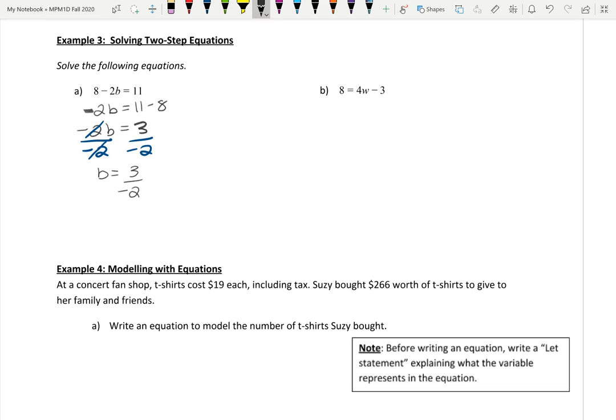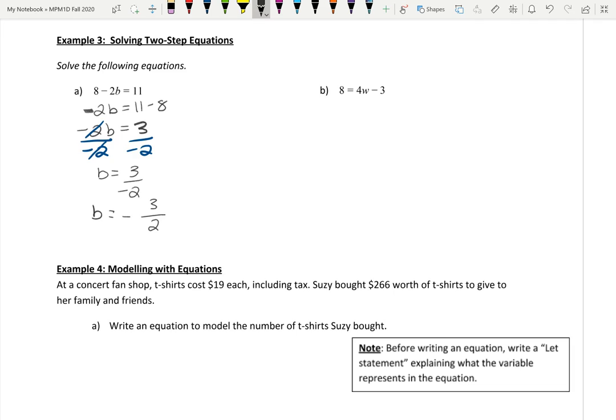Okay, one thing to note is that we cannot leave a negative sign in the denominator. So I'm going to rewrite it. You can either rewrite it by bringing the negative sign to the numerator, or by writing the negative sign right in front of your fraction. And we're done.